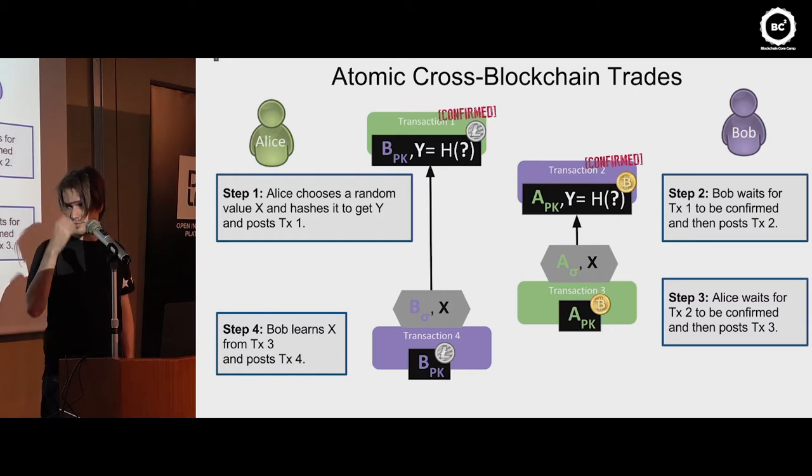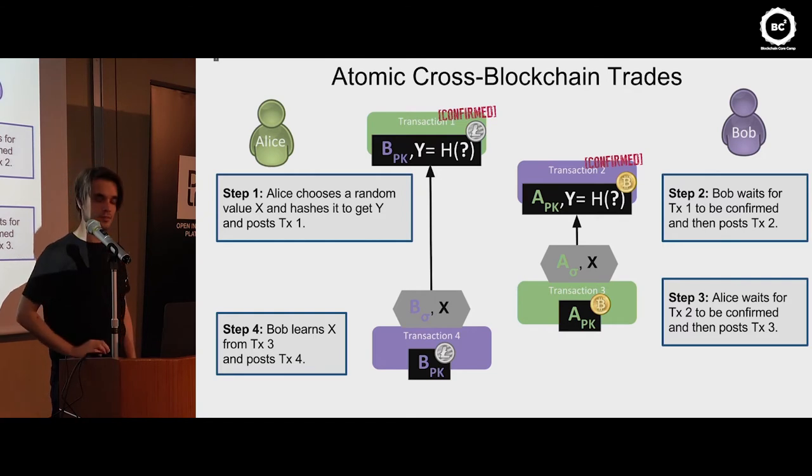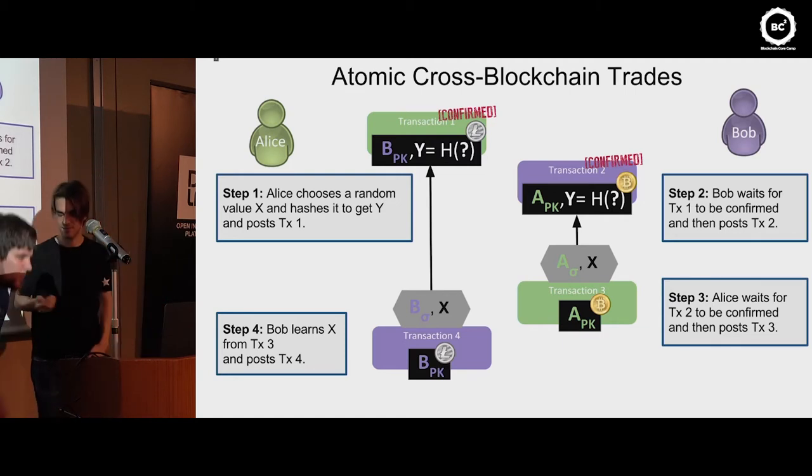In step 4, Bob sends transaction 4. But it seems Alice could cheat by attacking Bob so that he cannot send transaction 4. Then when sufficient time passes, Alice can get her own money back and also get Bob's money.